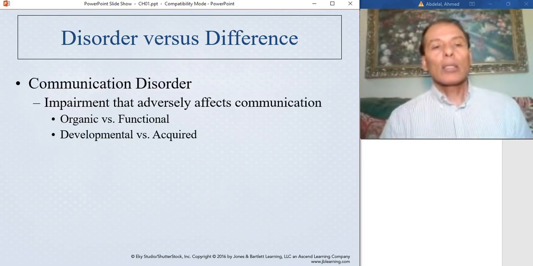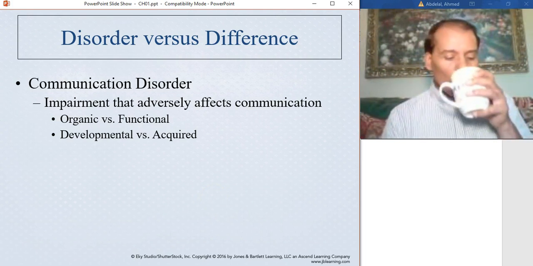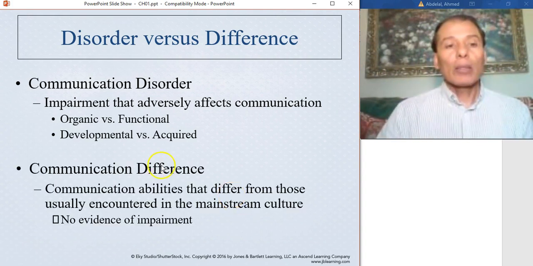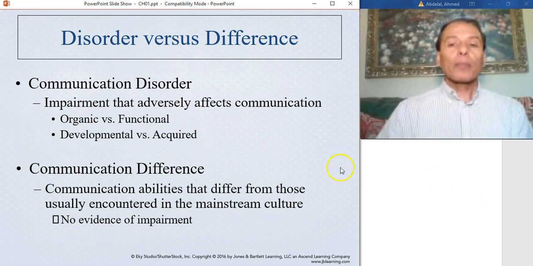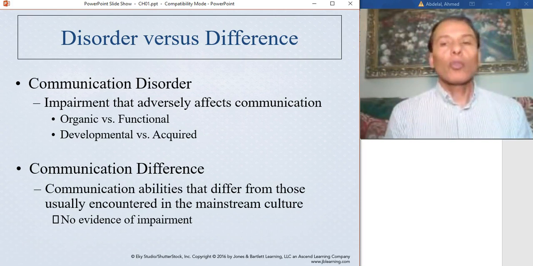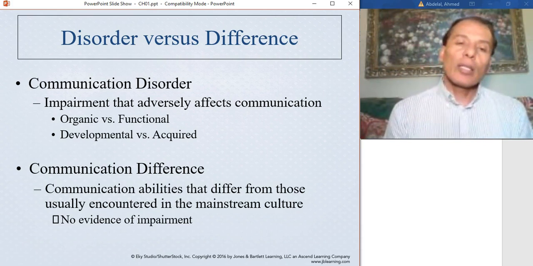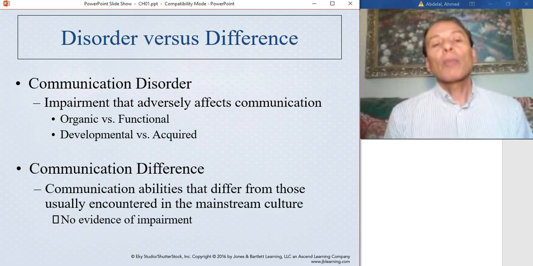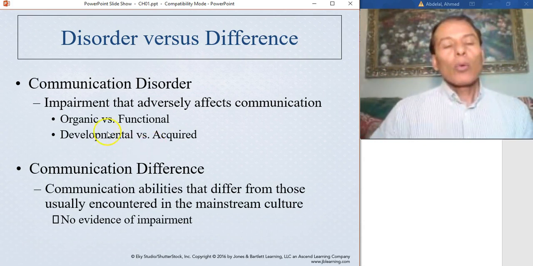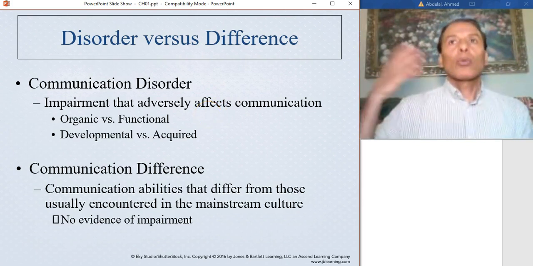So now we look at communication disorders. What is a disorder and the kinds that are there. A communication disorder basically is some kind of dysfunction in either getting the messages and comprehending them or in conveying these messages. I'm saying communication generally, whether that is speech, language, or hearing. So it is an impairment that adversely affects communication. It limits your ability to communicate messages or to comprehend them.